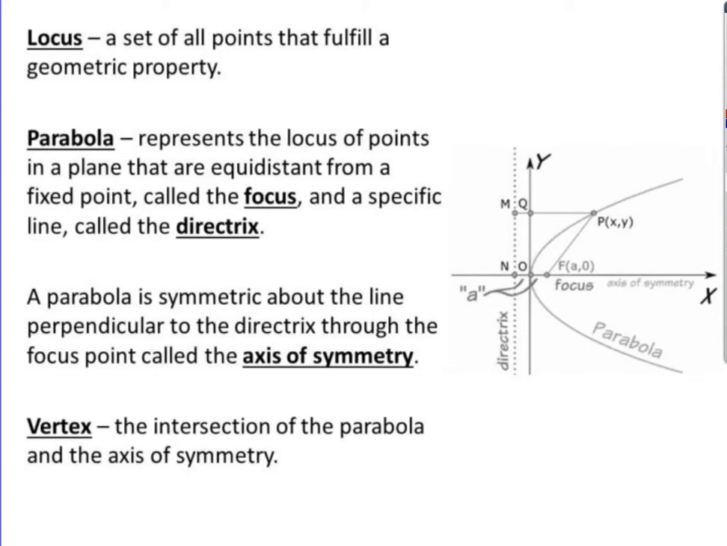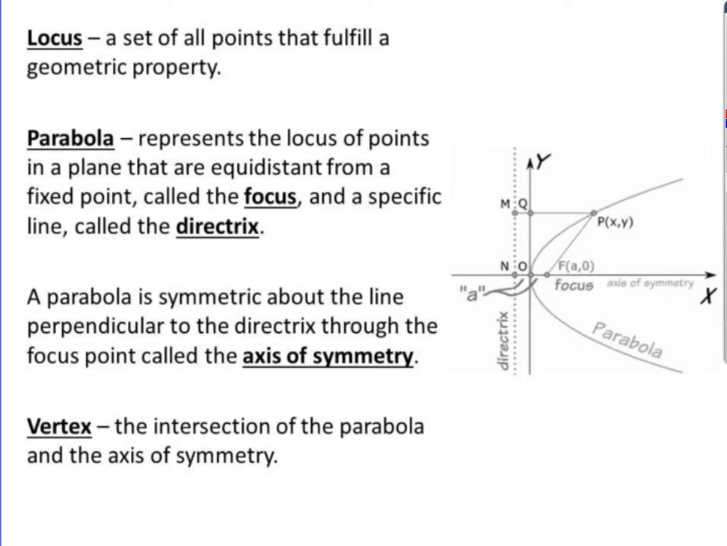So we're going to start our conic sections with parabolas. When we're dealing with parabolas, we have a locus. A locus is a set of all points that fulfill a geometric property. So like I said, we're going to start with parabolas. A parabola represents the locus of points in a plane that are equidistant from a fixed point, which is called the focus, and a specific line called the directrix.